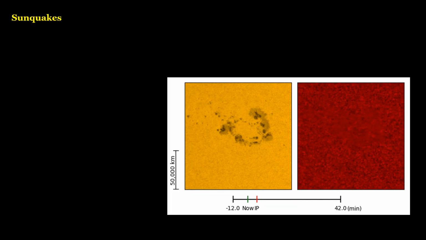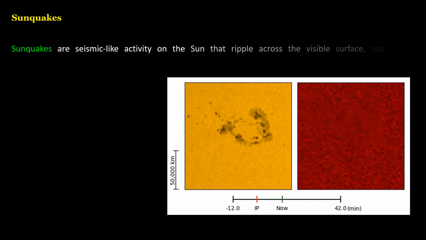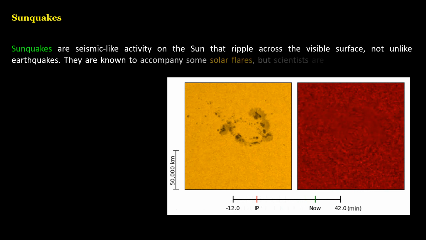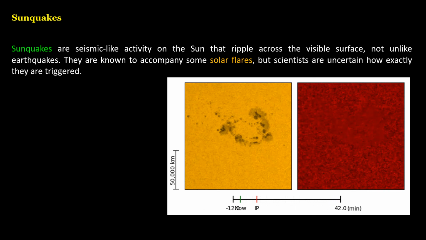Sunquakes. Sunquakes are seismic-like activity on the Sun that ripple across the visible surface, not unlike earthquakes. They are known to accompany some solar flares, but scientists are uncertain how exactly they are triggered.